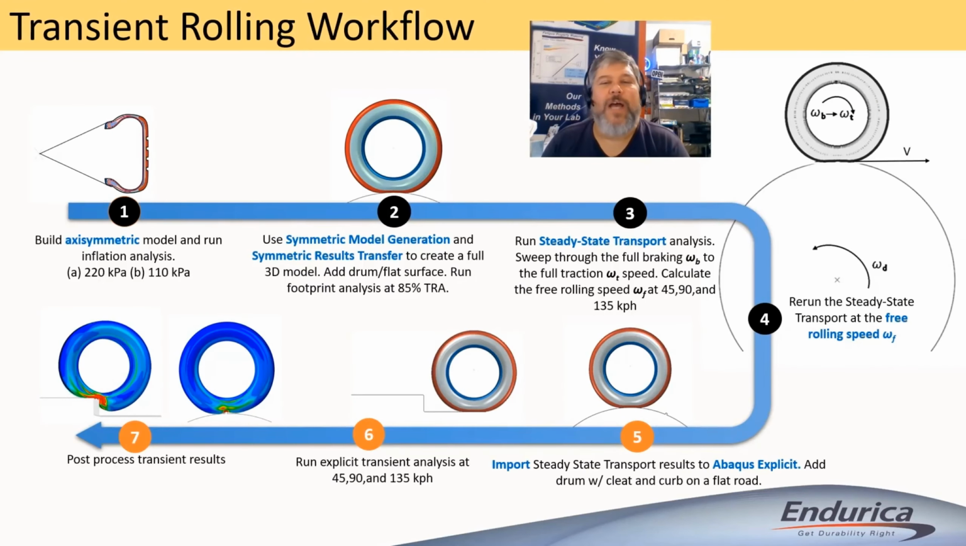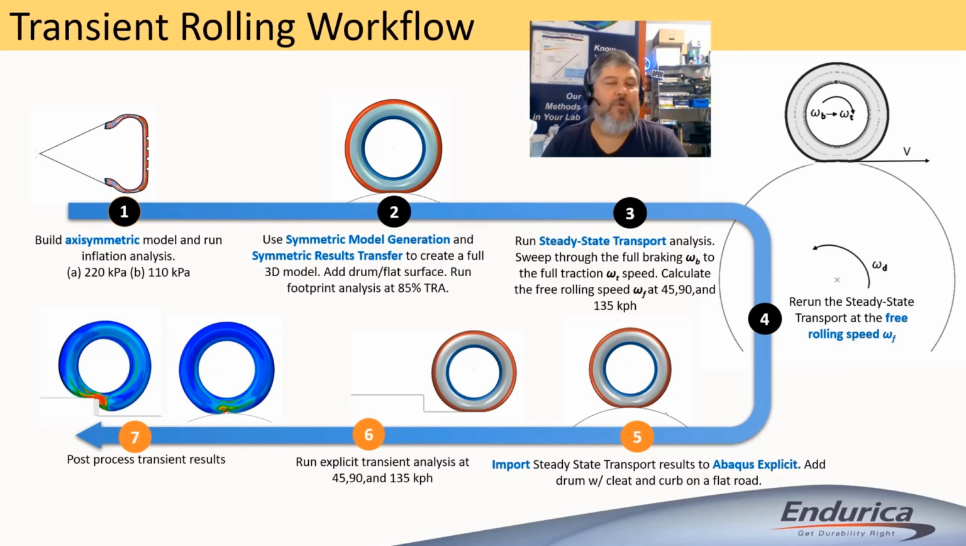So now let's talk tires. This is a workflow in Abaqus that lets you generate steady state and transient tire solutions. For example, maybe you break in a tire with steady state rolling, then you impact a curb, and then you want to know how much damage the impact has done to the tire.